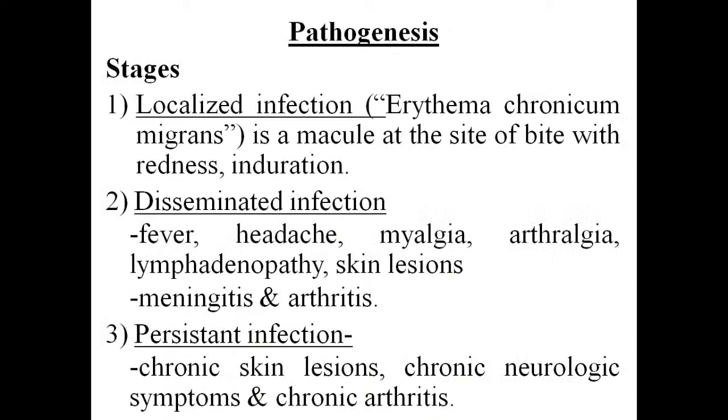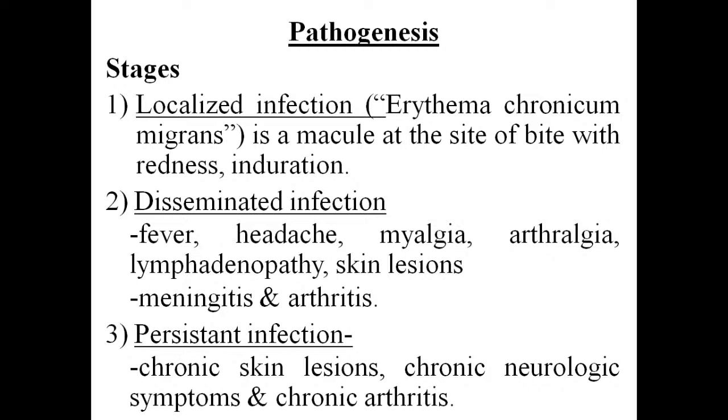Pathogenesis of Lyme disease. There are three stages of Lyme disease. The first one is localized infection. Localized infection is also called erythema chronicum migrans. It is a macule, red spot at the site of bite with redness and induration.